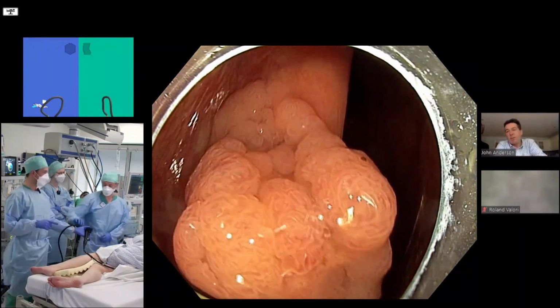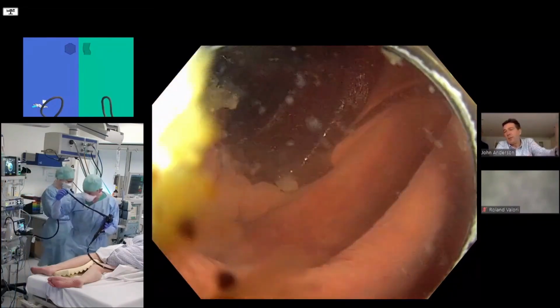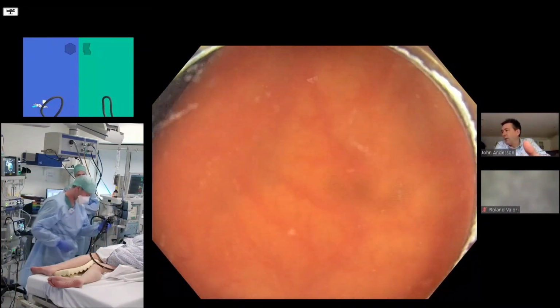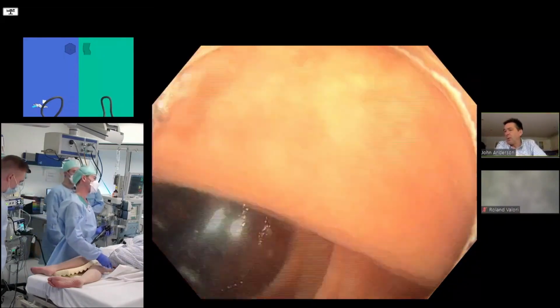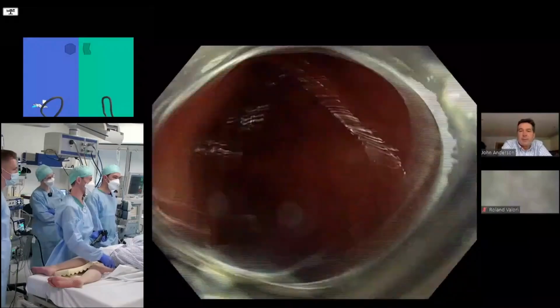So I'd probably start here. So you've got an injector. What snare size are you thinking? I think 15. Okay. Yeah, I agree with you. A 15mm hot snare. Yeah.